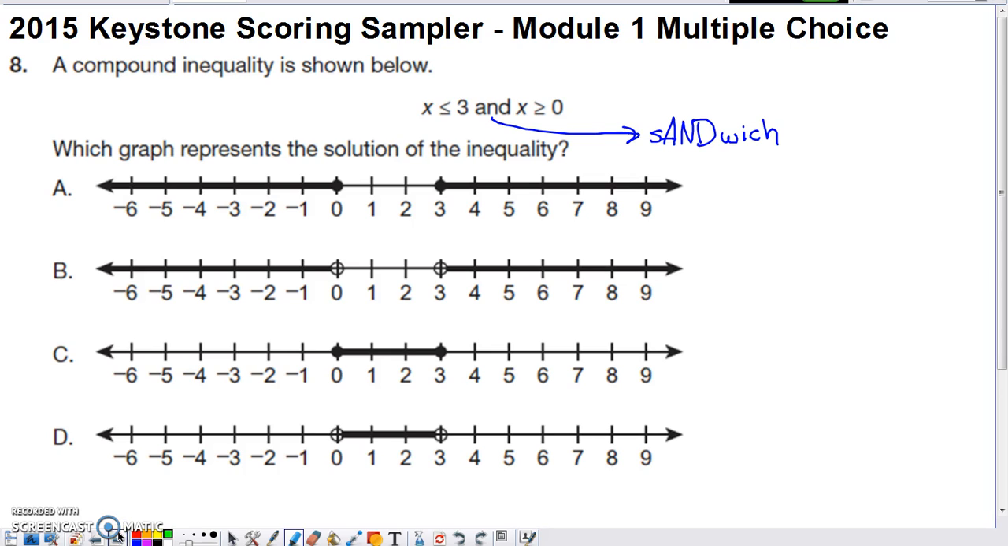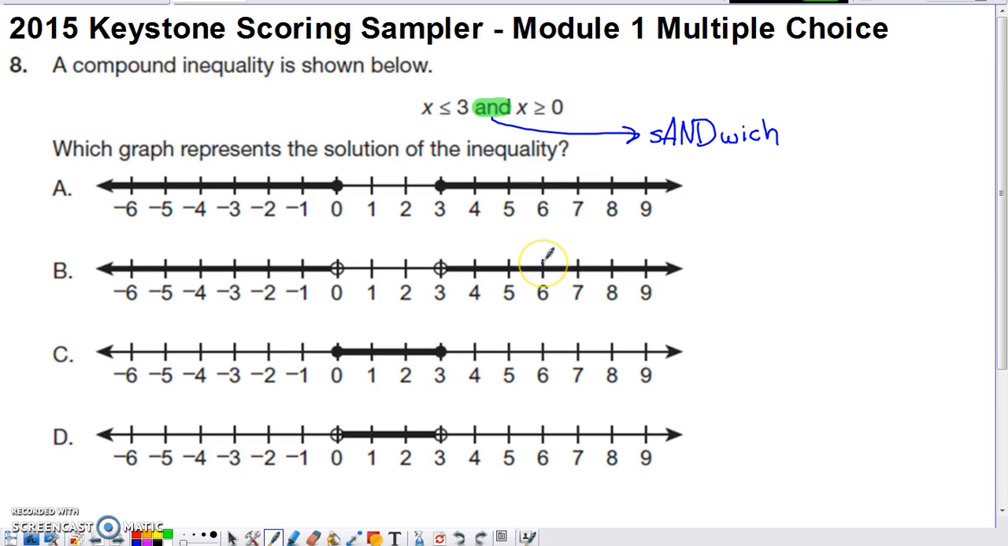In number 8, it talks about a compound inequality. And a compound inequality is any inequality that involves the word "and" or the word "or." The word that this compound inequality involves is definitely "and." When we talked about compound inequalities earlier in the year, I always wrote out the word "sandwich," and I emphasized the second, third, and fourth letters of that word. And anytime we have a sandwich inequality, we should be able to represent that as a sandwich graph.